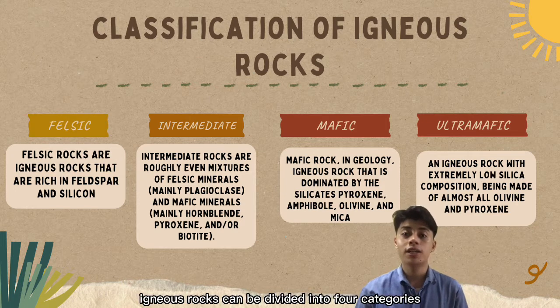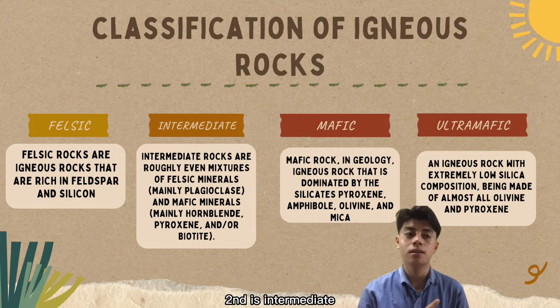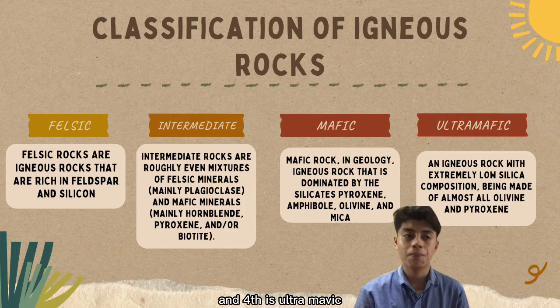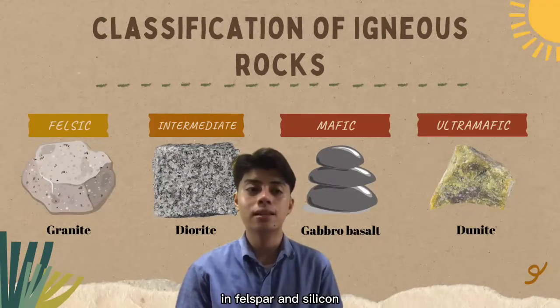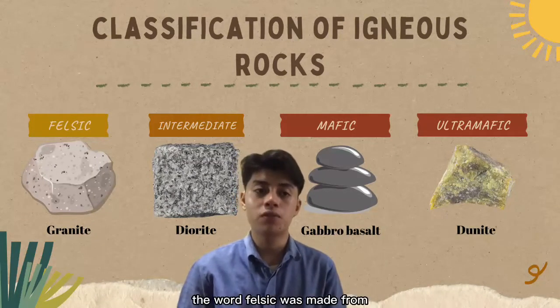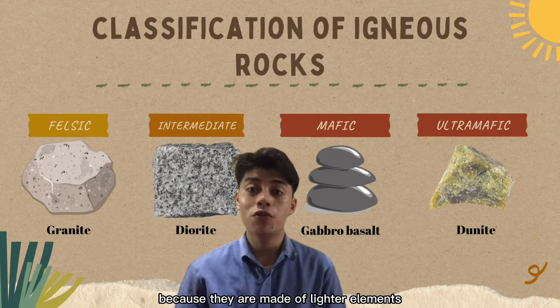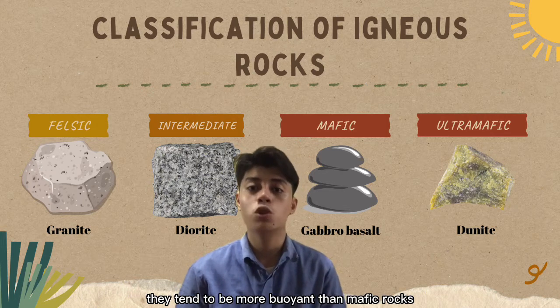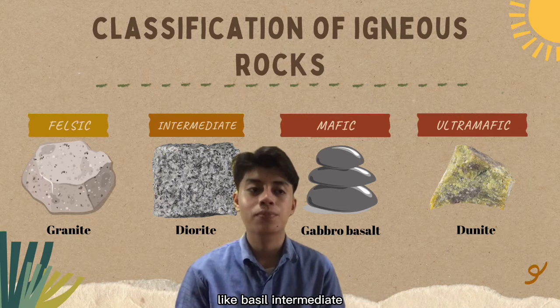Igneous rocks can be divided into four categories, first, based on their chemical composition. First is the felsic, second is intermediate, third is mafic, and fourth is ultramafic. Felsic rocks are igneous rocks that are rich in feldspar and silicon. The word felsic was made from the parts of those words because they are made of lighter elements. They tend to be more buoyant than mafic rocks, which are rocks high in magnesium and iron, like basalt.